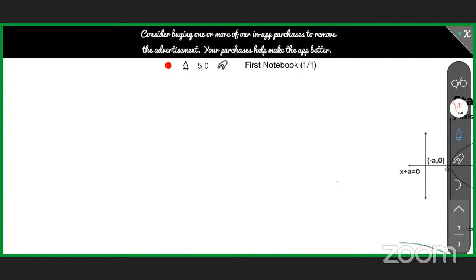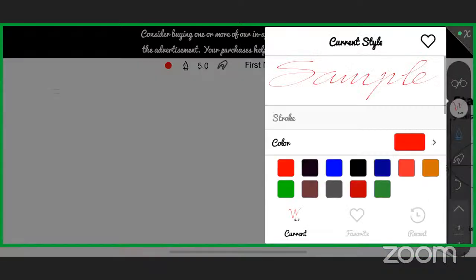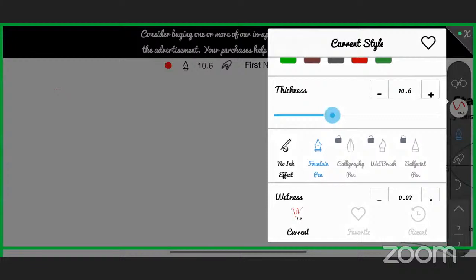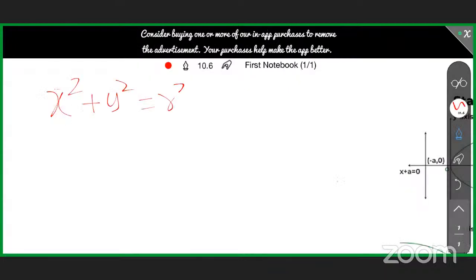Dear students, now we will quickly start the three equations that we learned yesterday. The first equation was x square plus y square is equal to r square.